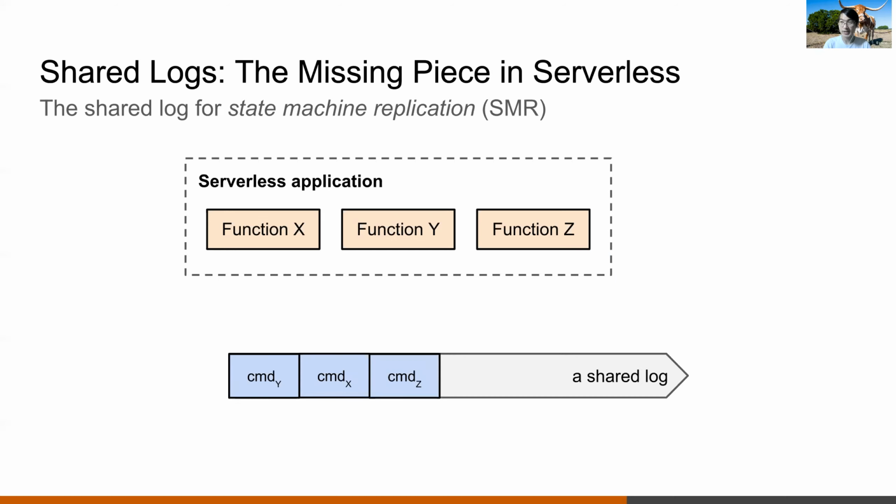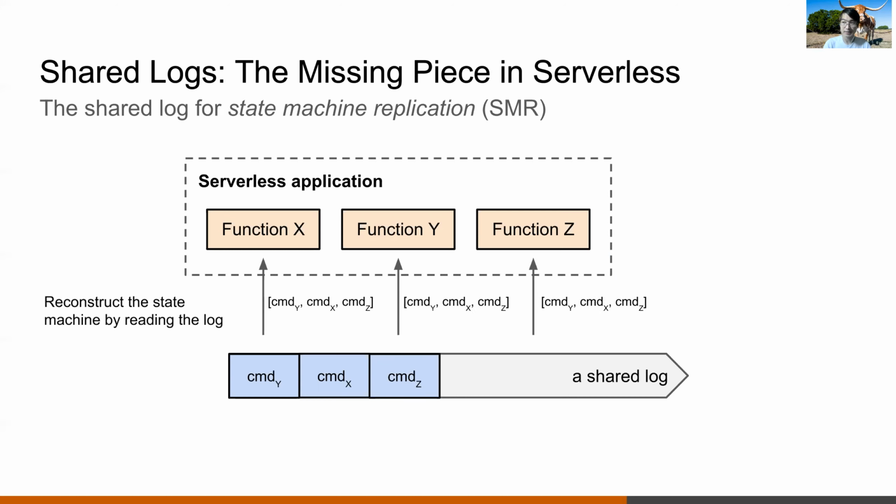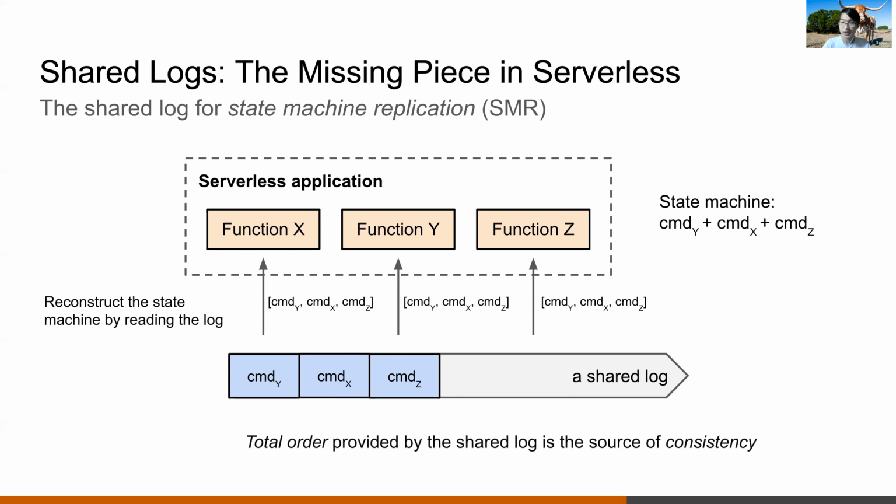Later, functions X and Y all read back commands from the log. They will all read the same sequence of commands, so that the shared state machine can be reconstructed by applying the commands in this sequence. We can see in this example, the total order provided by the shared log is the source of consistency.